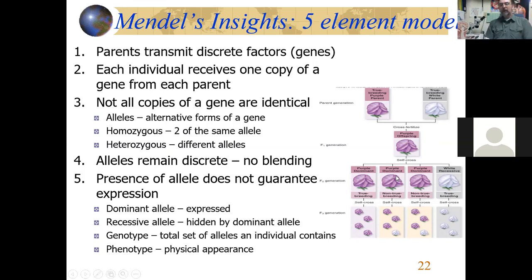And so by keeping track, he recognized that he could produce these 3-to-1 ratios in the F2 generation. This allowed him to kind of figure out that alleles remained separate. There wasn't blending, but that alleles sometimes could be hidden, recessive alleles could be hidden by dominant traits. And so this was the beginning of understanding of genetics.